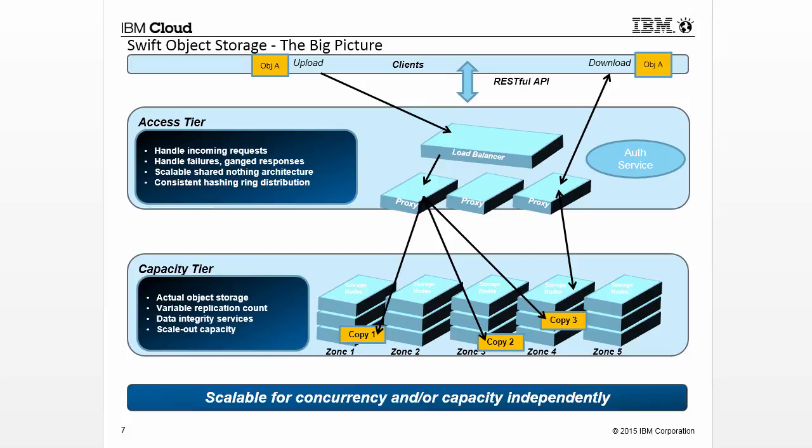The Swift object storage architecture provides separate access and capacity tiers that can be scaled separately. The access tier can be scaled for greater concurrency. It is a stateless, shared nothing architecture. The capacity tier handles the actual storage of objects and can be scaled out for greater capacity. Uploads are routed through the load balancer to the capacity tier, where multiple copies of the object are written for redundancy. Downloads are also routed through the load balancer, which will direct the request to a single copy of an object in that capacity tier.